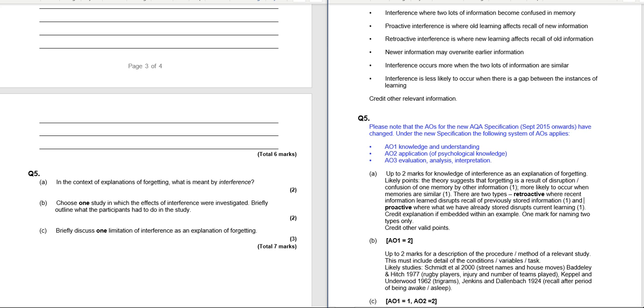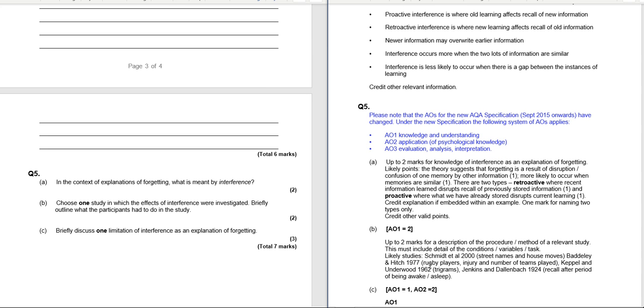But again, the study that I would imagine you would use would be the rugby players study, Baddeley and Hitch, 1977, injury and the number of teams played. Again, very briefly what they had to do. There are other pieces of research, you can use any. It doesn't necessarily have to name who the researchers are.